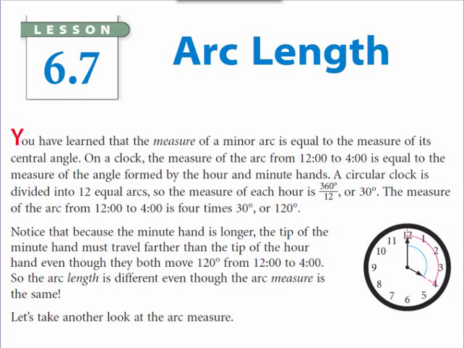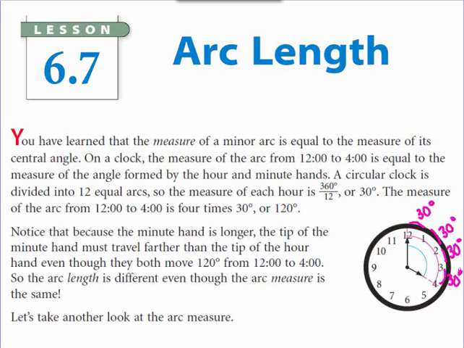So each hour is 30. The measure of the arc from 12 to 4 is 4 times 30, or 120. So each of these is 30 degrees. So 30, 30, 30, 30. Okay, all the way around.